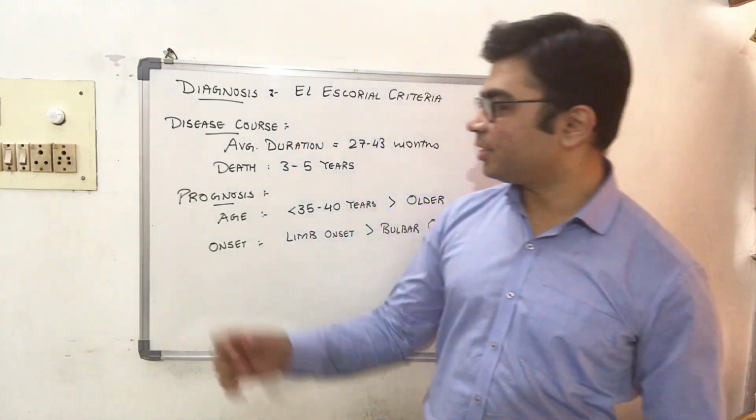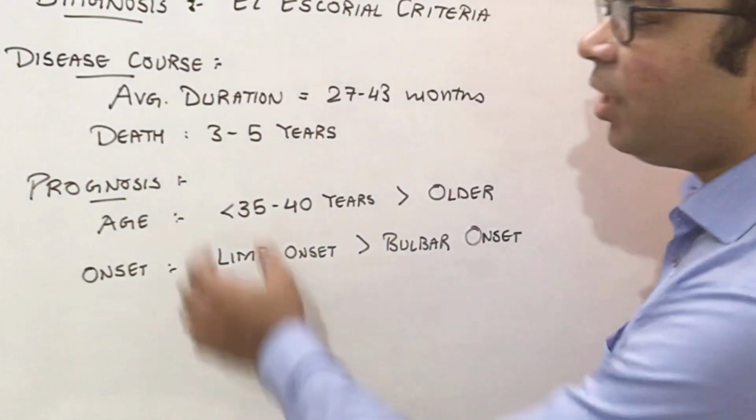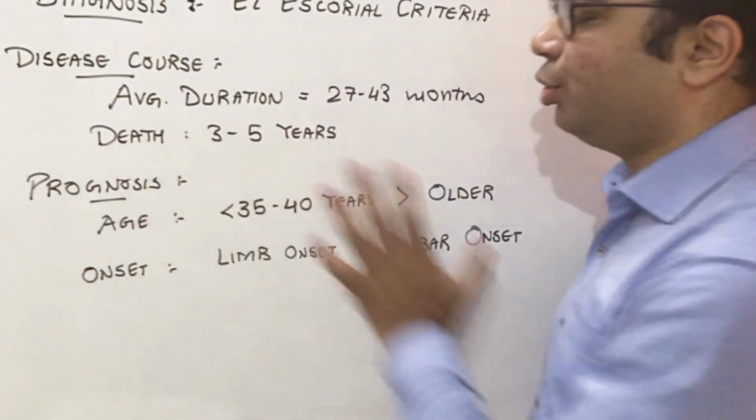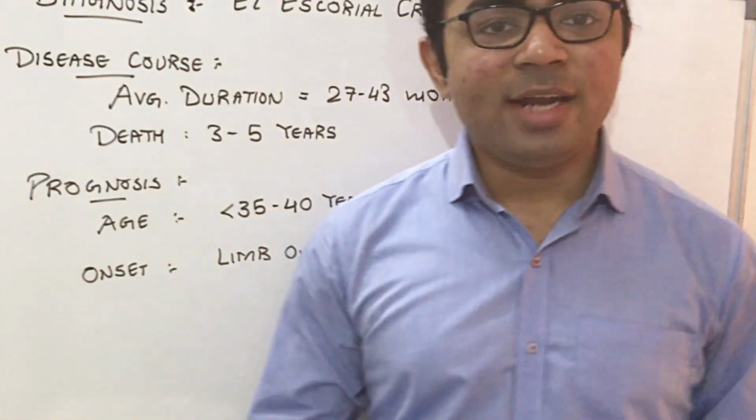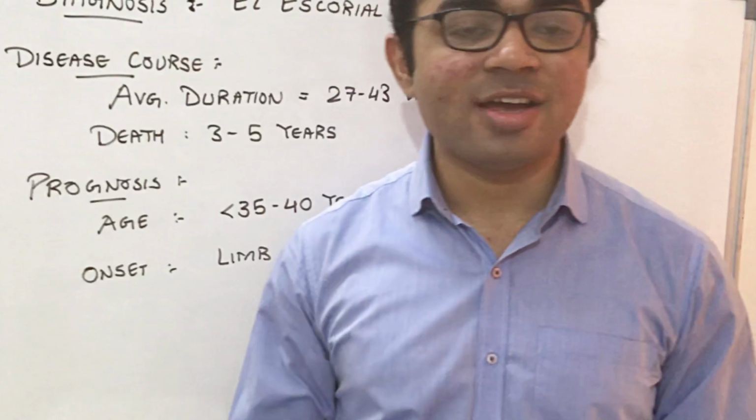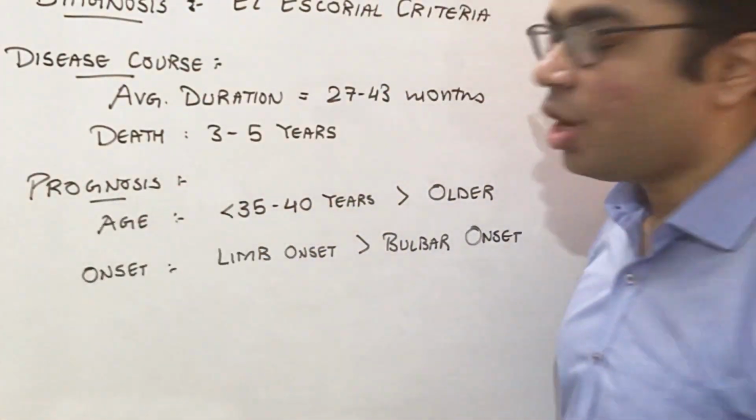Next comes the disease course. In the disease course, the average duration is 27 to 43 months, and death usually occurs in 3 to 5 years. The death occurs mainly due to respiratory failure, as we have discussed in the respiratory clinical features. Next thing is the prognosis.